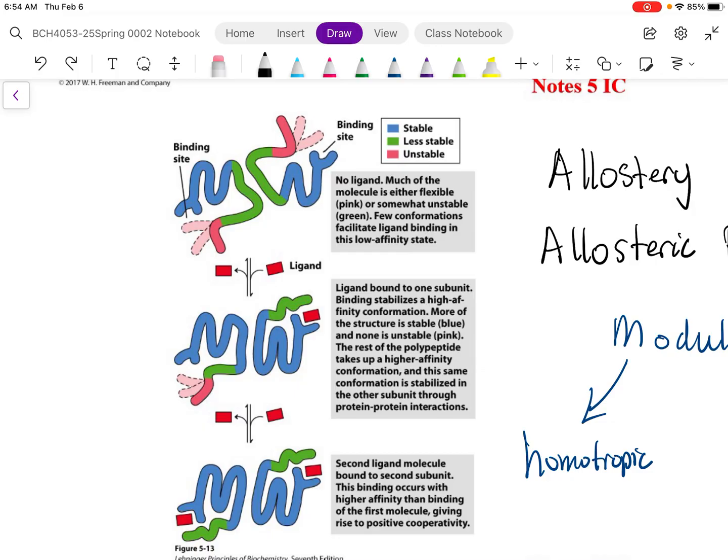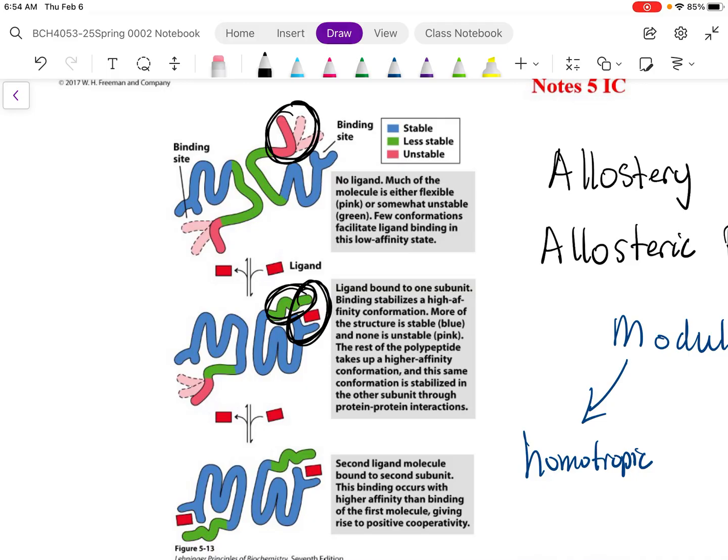And so what happens here, we have these proteins in a low affinity state. And then we have just one ligand bind. What does that one ligand do? Well, it stabilizes that subunit right there. Do you see how we went from red and pink to green right there? It's not blue, but it's more stable than it was because it went from pink to green. And so that's a stabilizing effect right there.